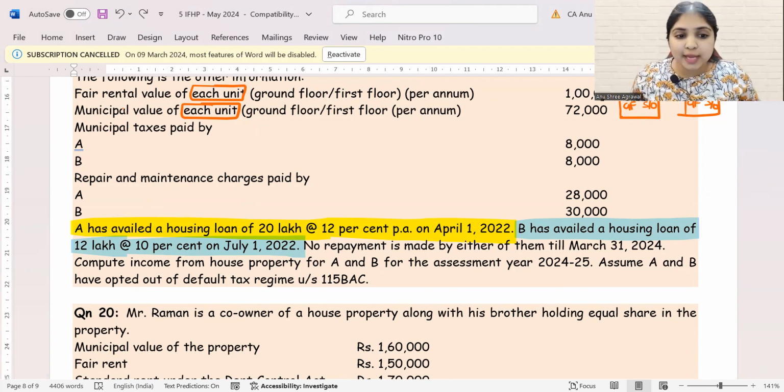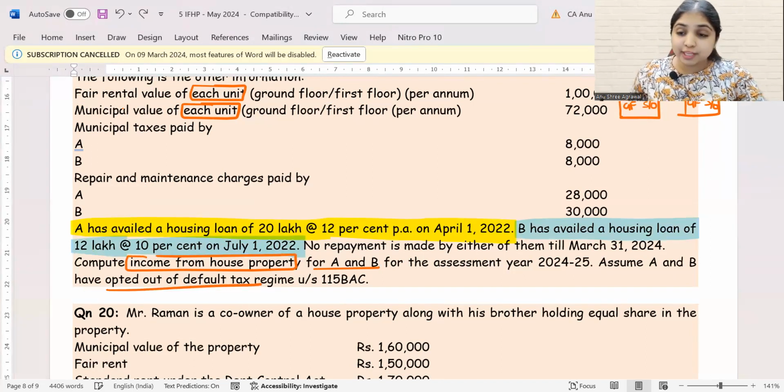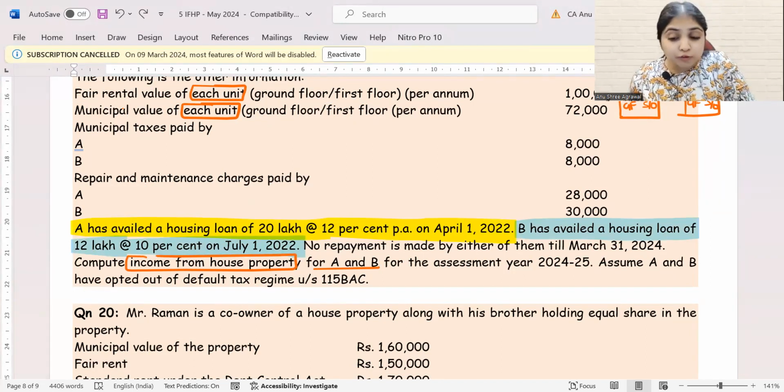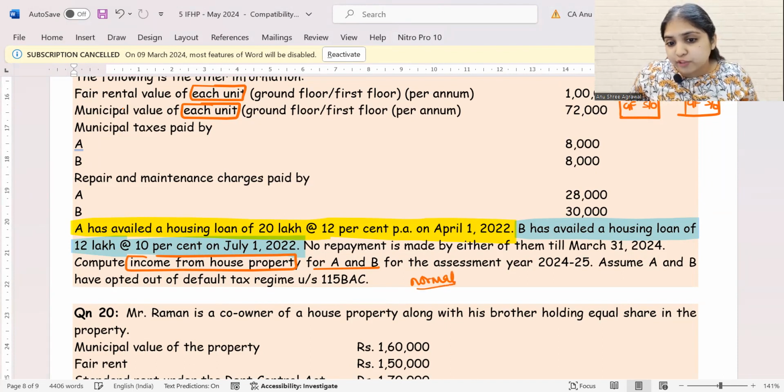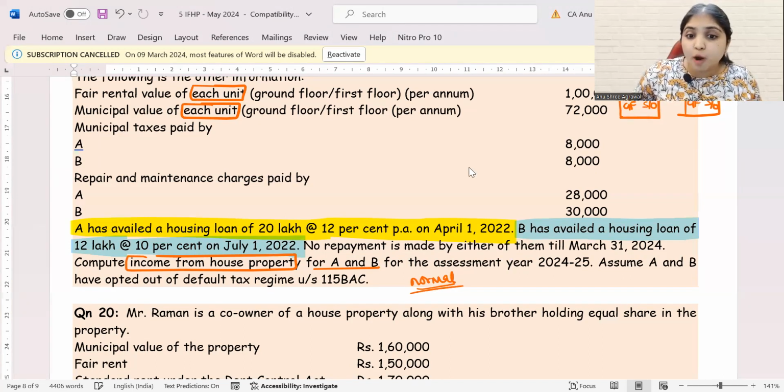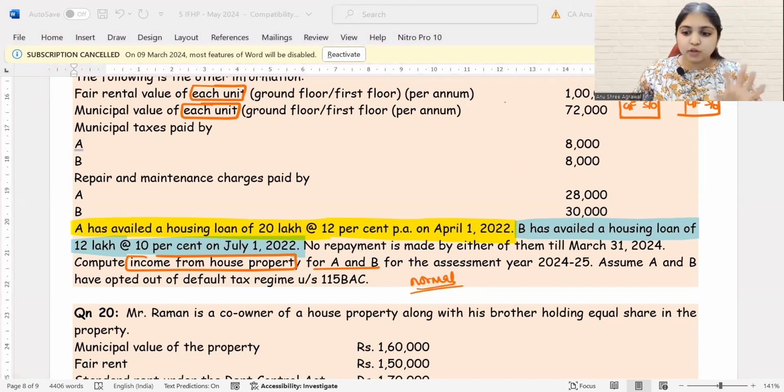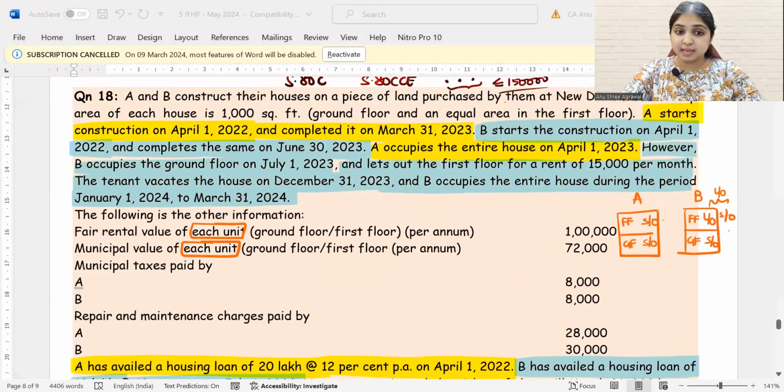What are they asking us to calculate? Compute IFHP for A and B for assessment year 24-25. Assume that A and B have opted out of the default tax regime. Opted out of the default tax regime indicates what? Indicates that you're going to be following the normal provisions, guys. So this is all the information that they have given to us.